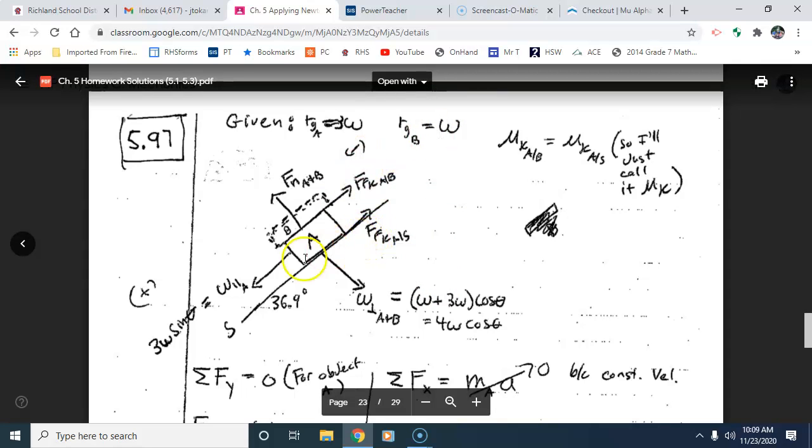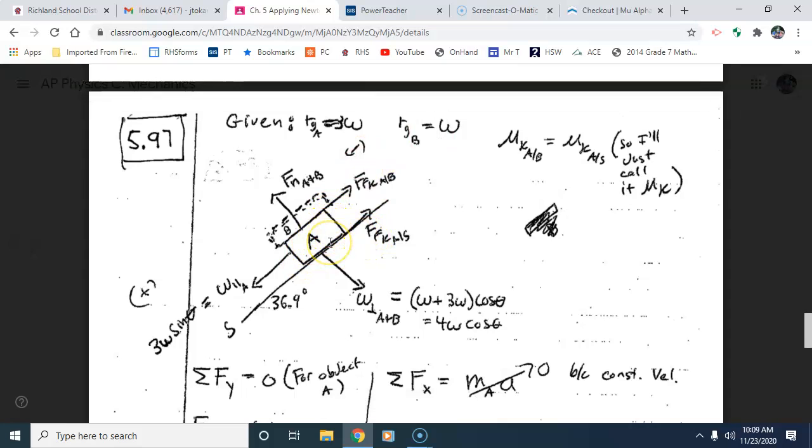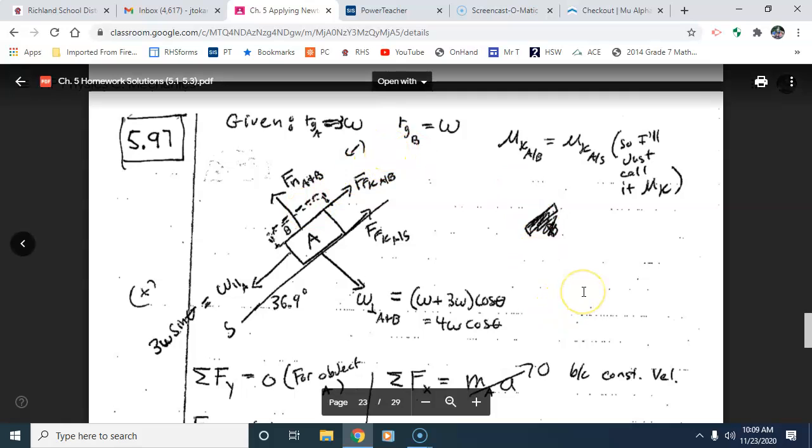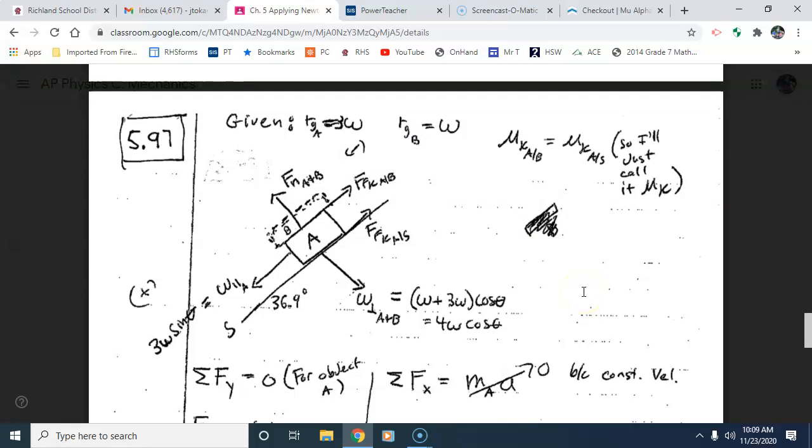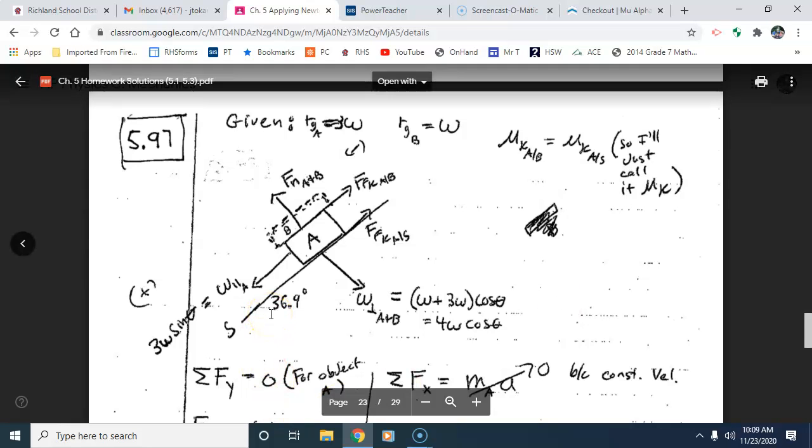And block B is going to help apply a frictional force that does not allow block A to slide. So there's not just friction between A and the incline, there's friction from B, because block B is connected somewhere up here. So it's a kind of weird system. But let's look at the specifics. Block A with weight 3W slides down an incline plane, sloped at an angle of 36.9 degrees.